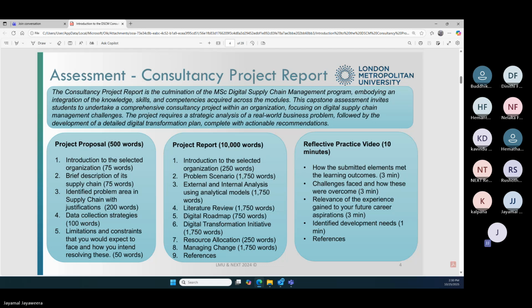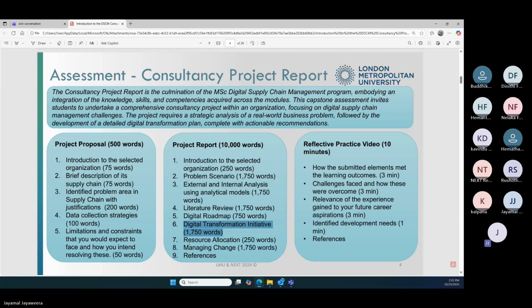Then the digital transformation initiative, number 6. Then you talk about what kind of technology can be used to resolve this problem. Now remember, by this time, in your problem scenario, you would have identified the problem, and then you would have identified the root causes of the problem. So in your digital transformation initiative, you need to link this to the root causes. How would you use technology to alleviate the root causes of the identified problem scenario? That's number 6.